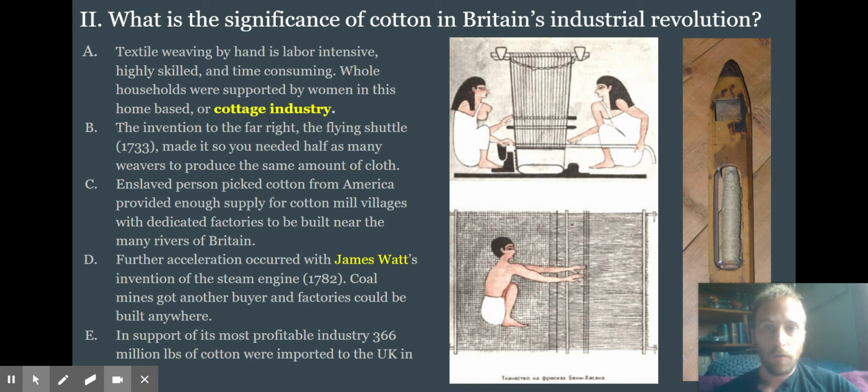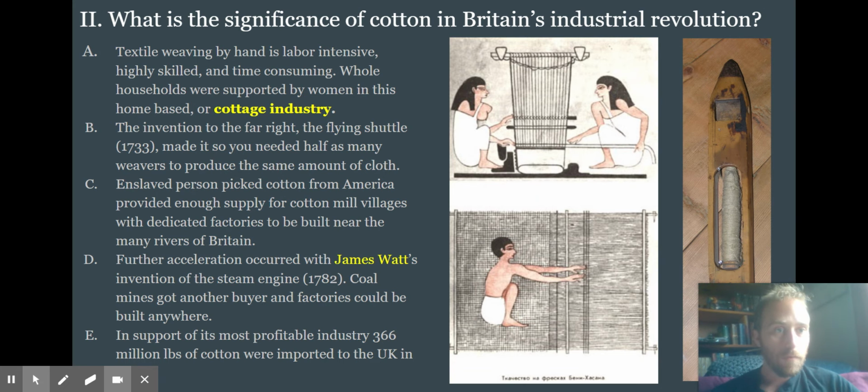It takes a lot of skill to weave. It's again very physically taxing and it's very time consuming. And so whole households are supported by women in these cottage industries, which is a phrase for a home-based industry where goods are made by hand.